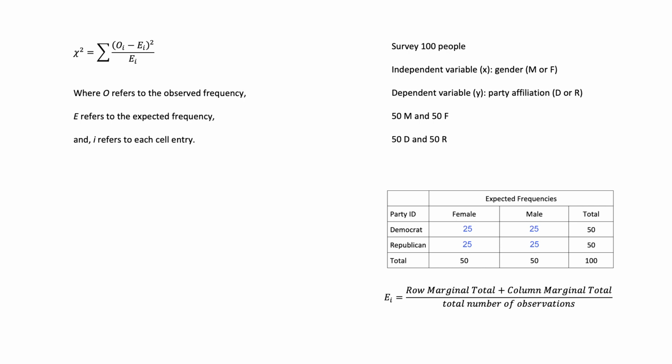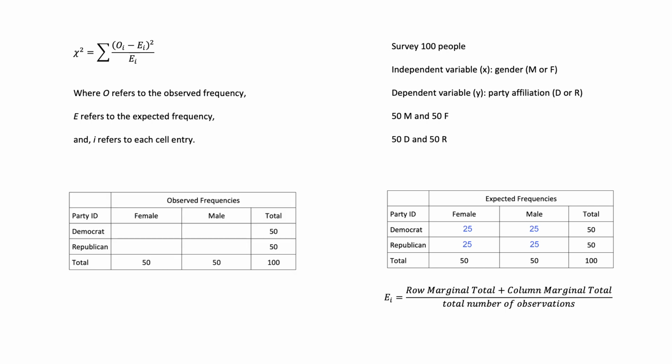In more complex tables, we can always calculate our expected frequency by taking the row marginal total, multiplying it by the column marginal total, and dividing by the total number of observations. In other words, we would figure out each individual cell entry's expected frequency by taking the total for its row, multiplying it by the total for its column, and then dividing by n. So for example, the Democrat row total is 50 and the female column total is also 50, so we'd figure out the expected frequency for female Democrats by multiplying the Democratic row total, 50, times the female column total, 50. That would give us 2,500, and then dividing by 100, we would get our answer of 25.